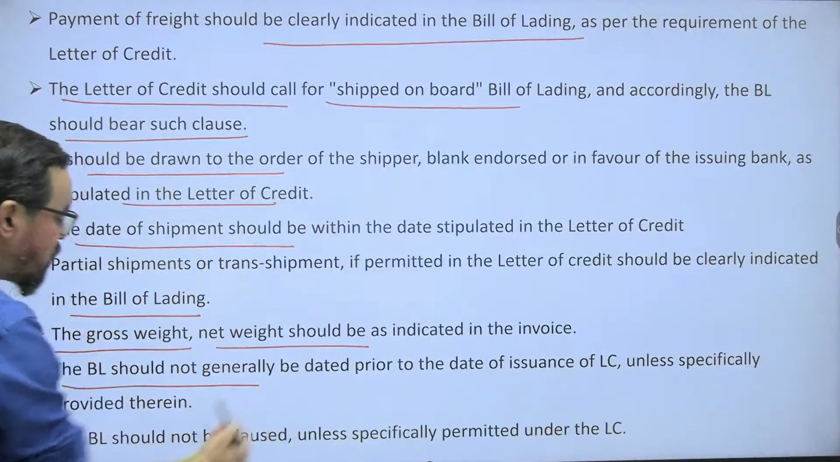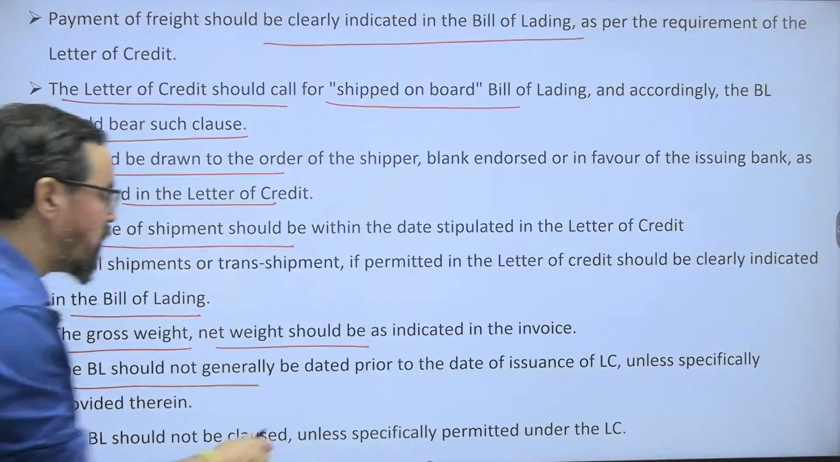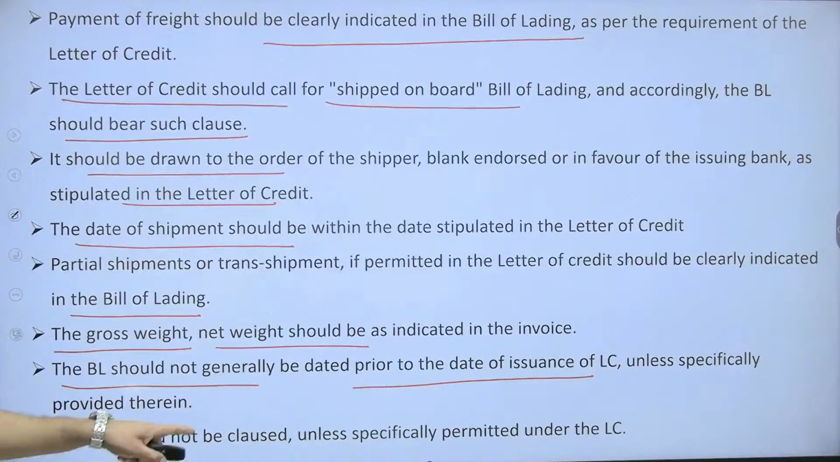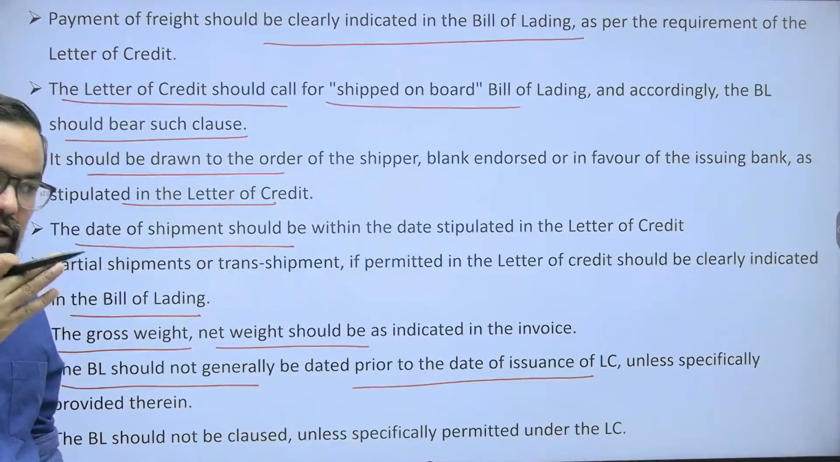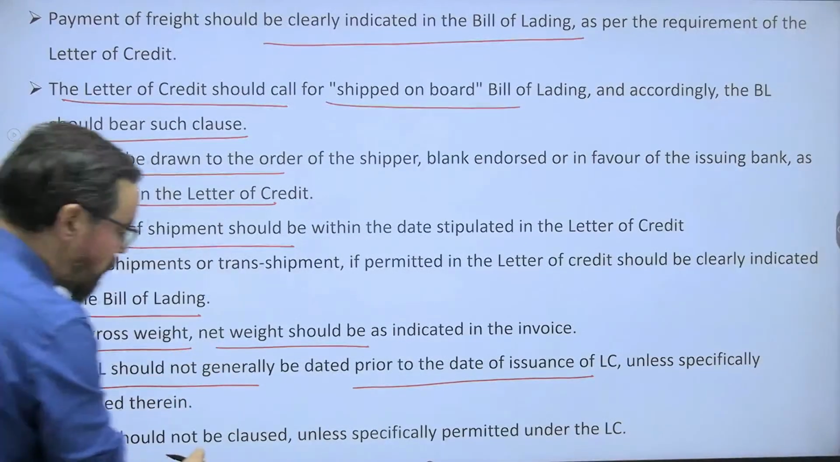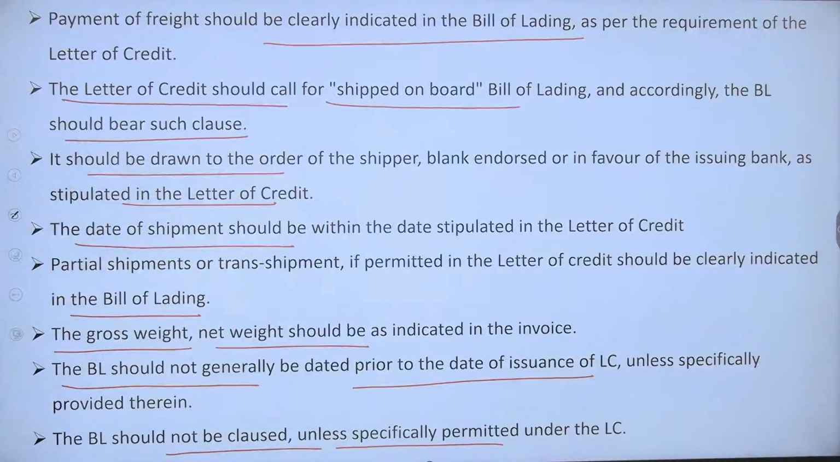The bill of lading should not generally bear a date prior to the date of issuing of the LC. Okay? This bill of lading should not be drawn prior to the issuance of the LC itself. Again, it should be after that only. The bill of lading should not carry a clause unless specifically permitted under the LC as well. Okay, so these are some important guidelines. So that is something related to this one.